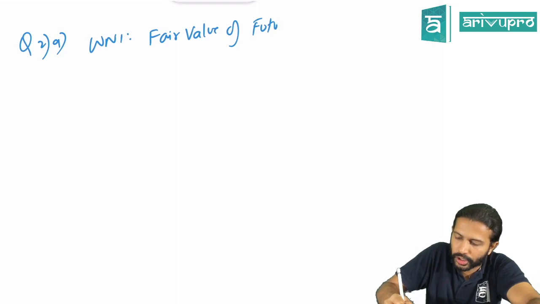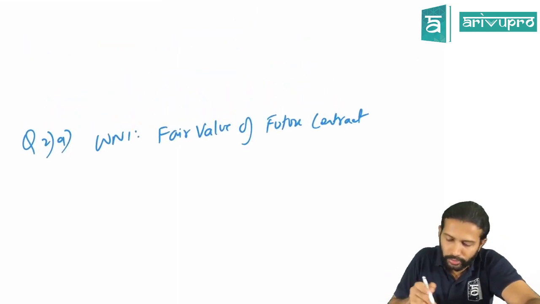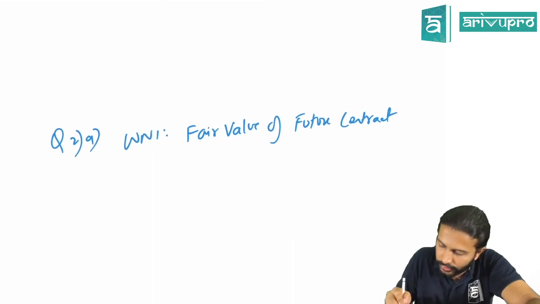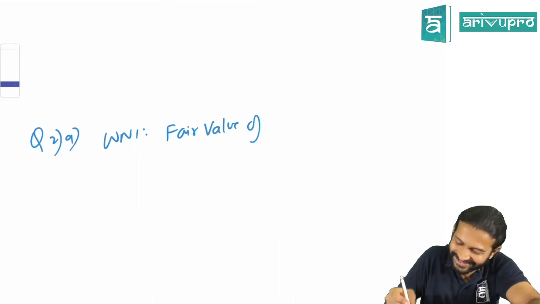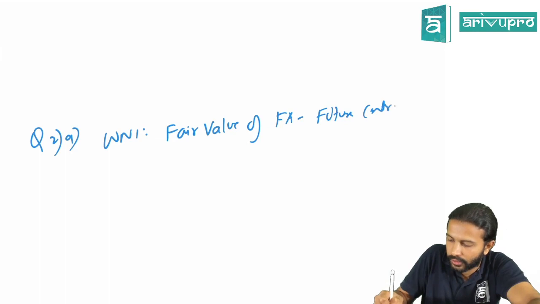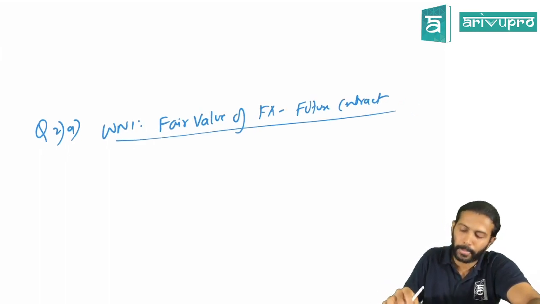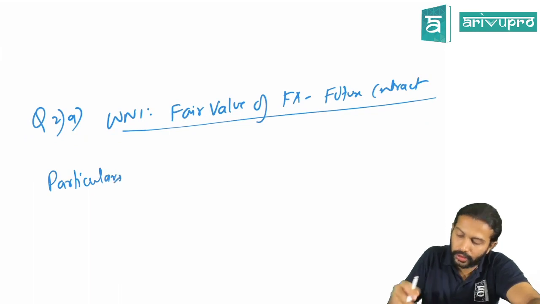Fair value of future contract, that is nothing but derivative. Fair value of financial asset, or if you want, you can also write financial asset, future contract. Like that we will write. Fair value of financial asset hyphen future contract. I'll have two columns, particulars and amount.